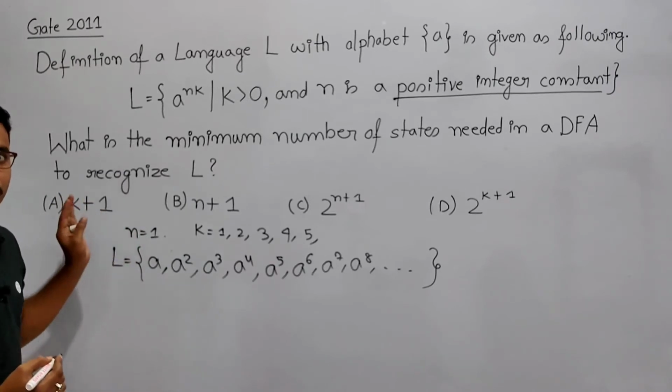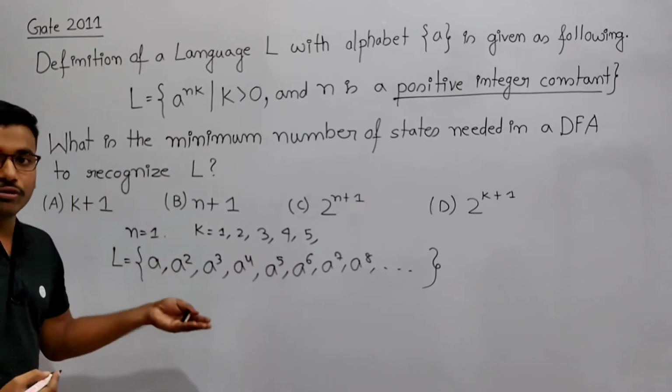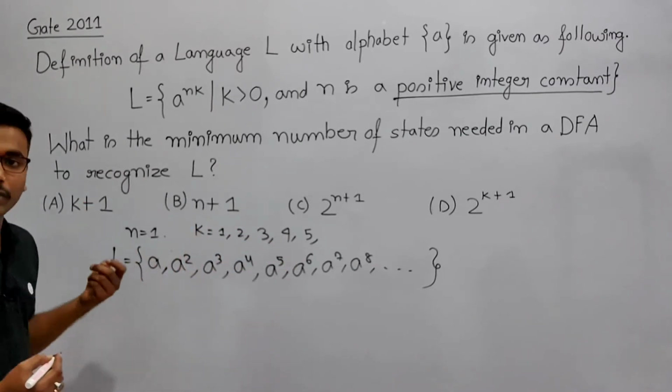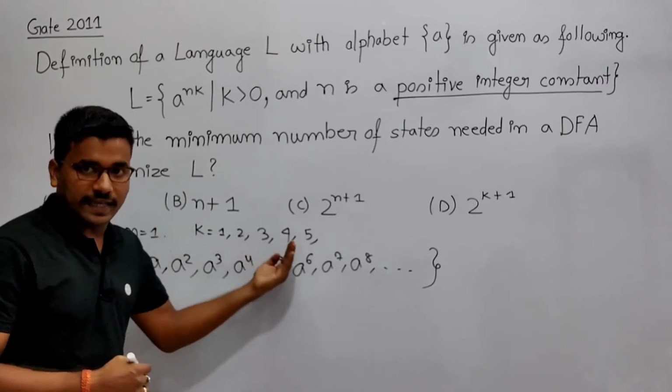So n is always going to be a constant. Here I have taken n equal to 1. Someone can take n equal to 2, 3, like this. But whatever n you take, it is going to be constant, and you are going to vary k.